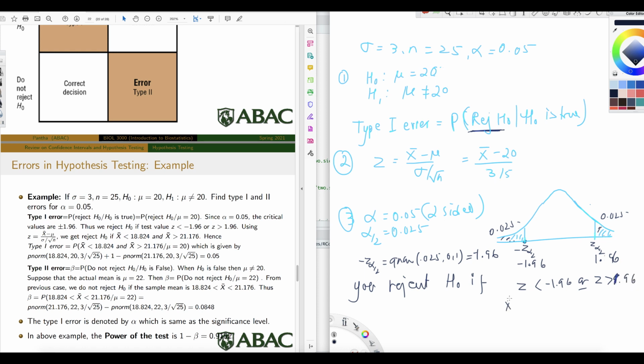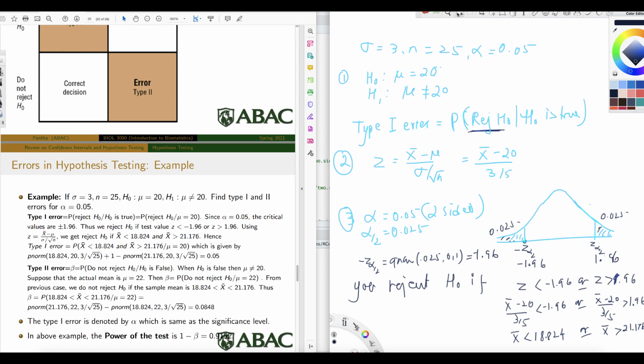But what is g? Let's plug in that value. X bar minus 20 over 3/5 is less than negative 1.96, or x bar minus 20 over 3/5 is greater than 1.96. Now if you solve for x bar, you multiply both sides by 3/5 and then add 20. You will get x bar less than 18.824, or x bar greater than 21.176. So if g falls on either side, you reject, which is the same as saying if the sample mean is less than that or greater than that, then you reject the null hypothesis, right?